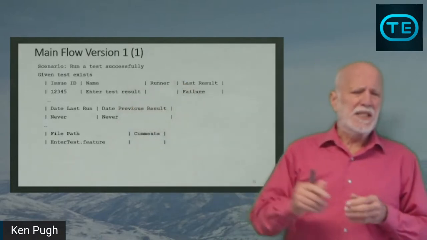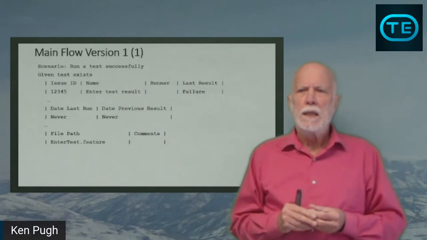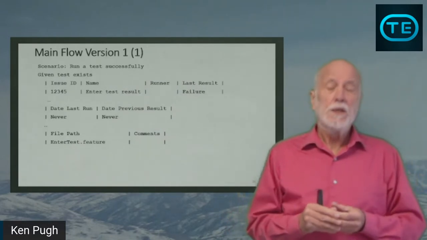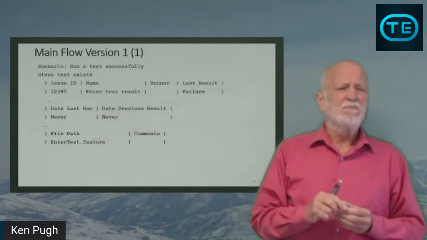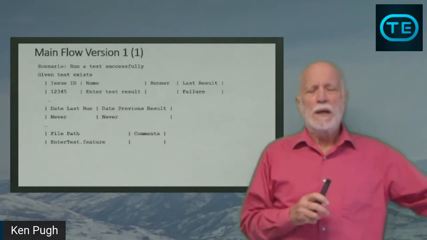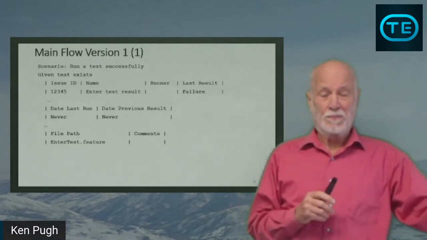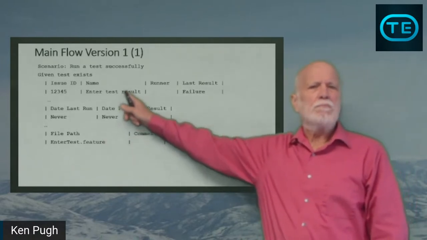Given that a test exists, now we would have had a discussion with our triad about all of these things. And this is what they would have come up with. We've got an issue ID. Maybe that relates to some number in a requirements document. Maybe it relates to a JIRA card, whatever. So we have some issue ID and we'll give it a name.